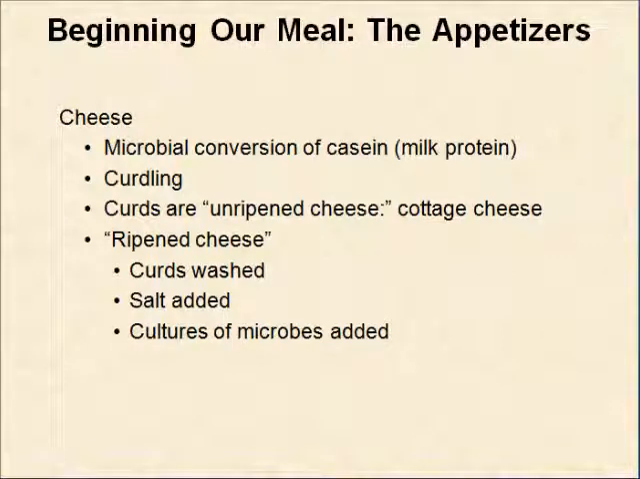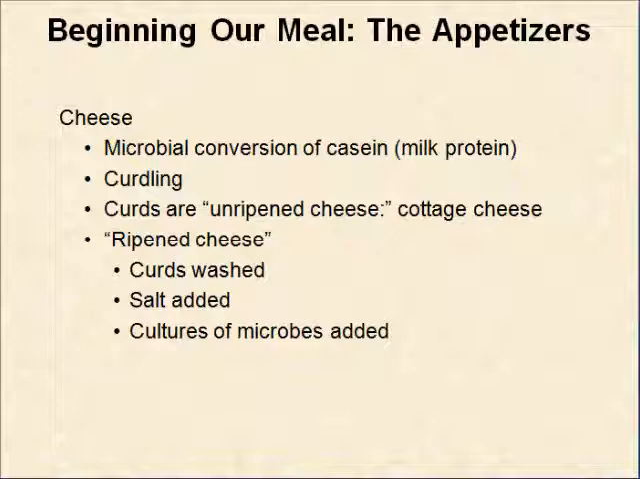Now, I don't know too many people who don't like some form of cheese. And the process that we start with is pretty much the same. We've got a microbial conversion of casein, which is a milk protein. Now, all this starts by curdling, and there is an enzyme called rennet, which is derived from the stomachs of cattle, that is mixed in there that causes this to form curds. Curds are unripened cottage cheese.